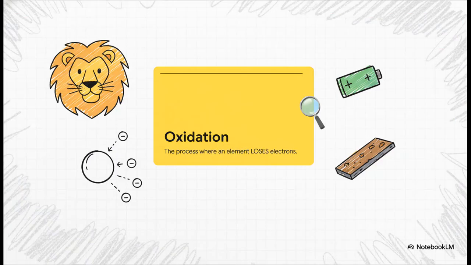So let's look at the first half of this two-way deal. We've got oxidation. This is the process where an element loses electrons. Now, this can feel a little backwards, I know, because you hear oxidation and you think about gaining oxygen or something. But the key, the real definition, is all about that loss of electrons.